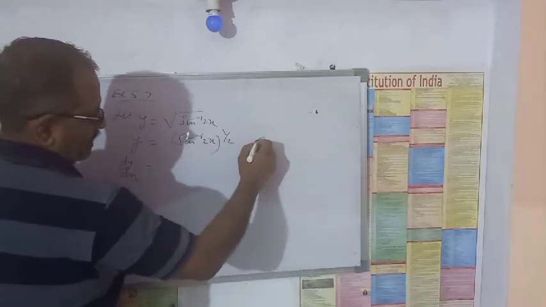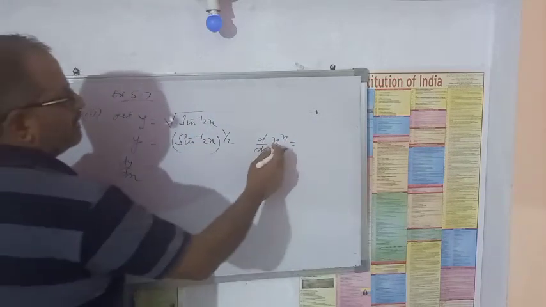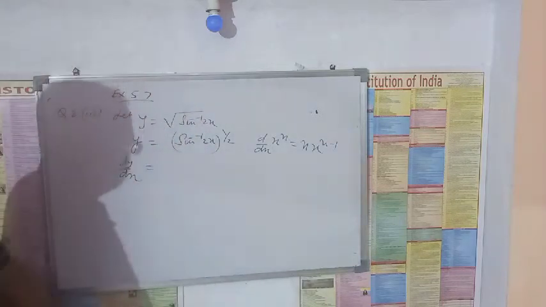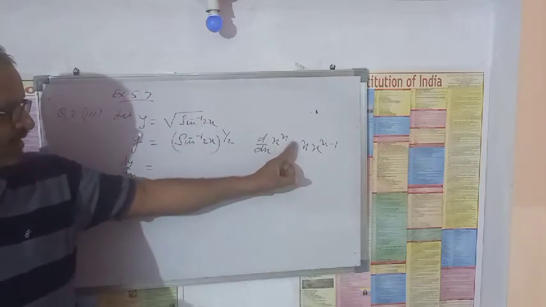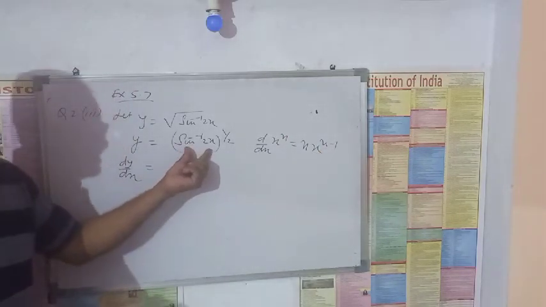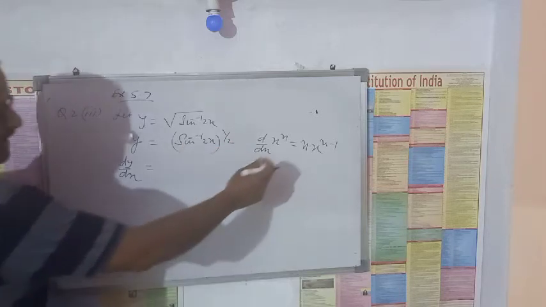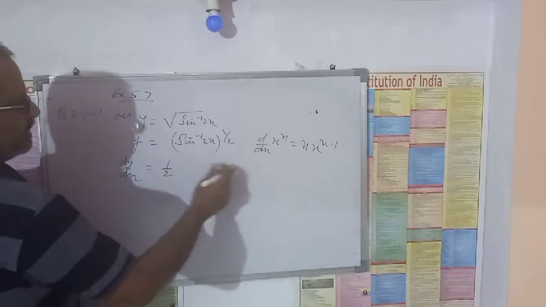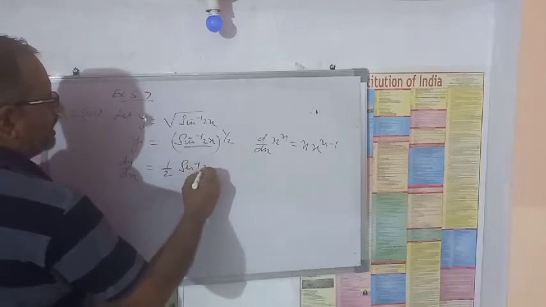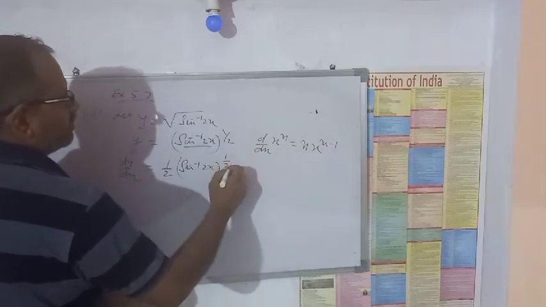How can we apply it here? We will use the result d by dx of x to the power n, which is n into x to the power n minus 1. So what is in place of x here? Sine inverse 2x. And power n is 1 by 2. So we will write here 1 by 2, and in place of x this one, sine inverse 2x whole to the power n minus 1, so 1 by 2 minus 1.